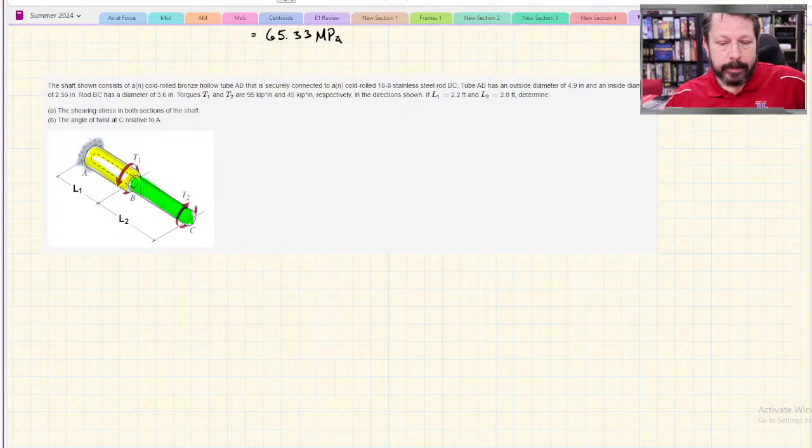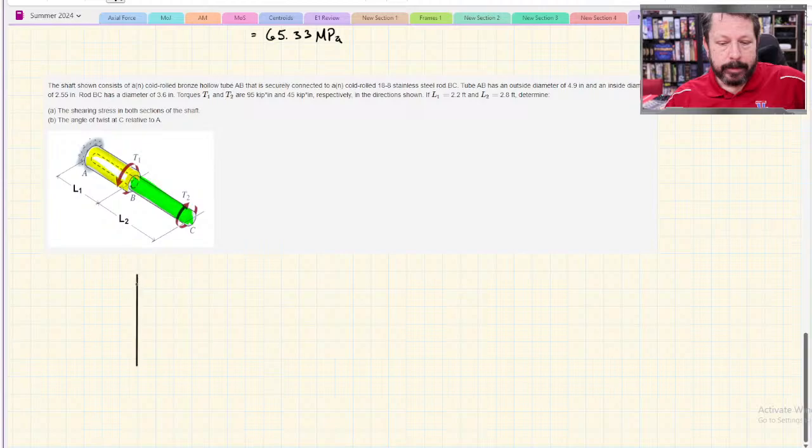The material matters, bronze and stainless steel, when we do the angle of twist. But for the shear stress, it doesn't matter for the stress calculations. It would matter for something like factor of safety though. So here's a side view of what we've got.